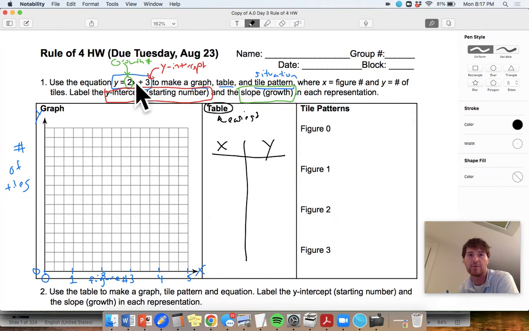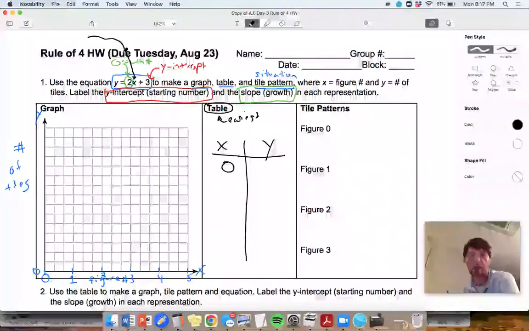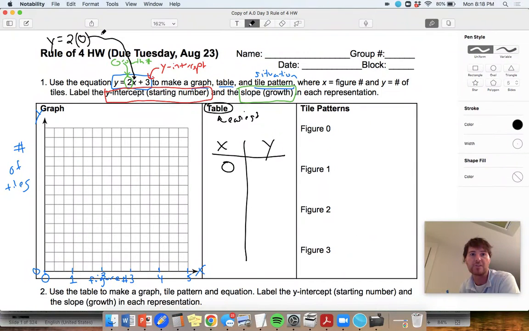Let's just use this problem to fill out a table here. The question is to figure out an x-y input-output table. If I plug in 0 for x right here, I would still have y over here with my equation. I would still have that 2 in front, and I would still have this plus 3 hanging out right here.